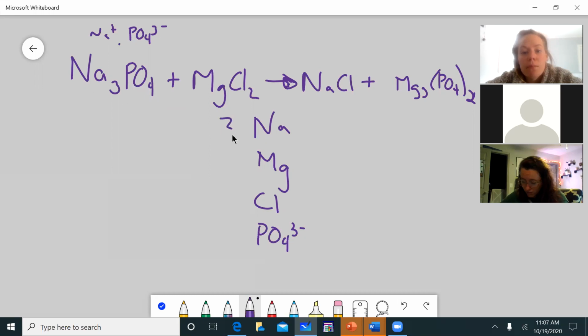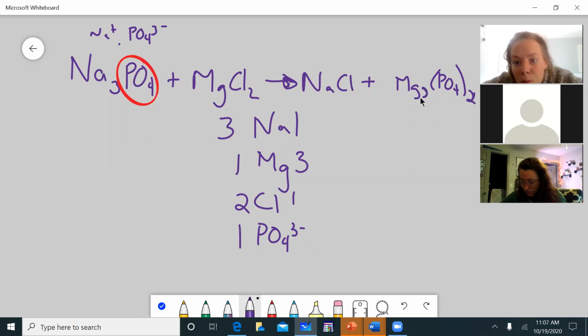So on this side, I have 3 sodiums, I have 1 magnesium, I have 2 chlorines, and then I have just 1 phosphate ion. The 4 is included in the packet, so don't tell yourself you've got 4 of them. You've got 1 of those guys. On the other side, I've got currently 1 sodium, 1 chlorine, 3 magnesium, and then phosphate is in parentheses, and there's a 2 on the outside of it. So it's telling me that I have 2 phosphate ions. I like this because some things are 3s and some things are 2s. So I'm thinking we can make this work.